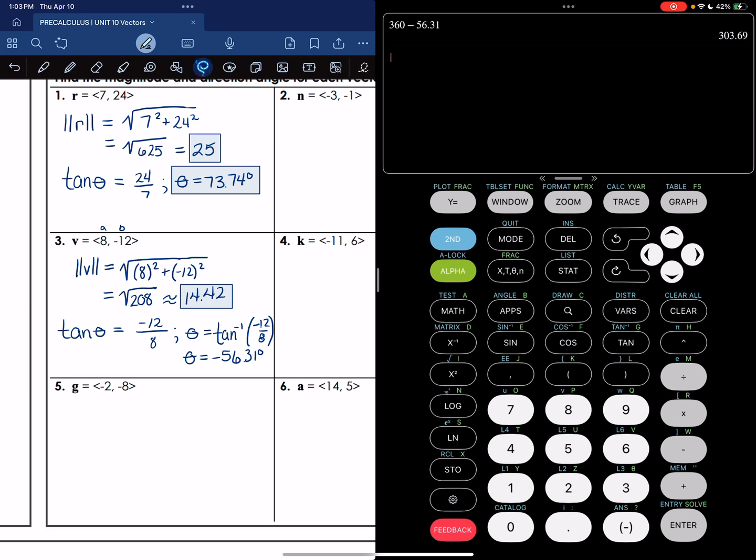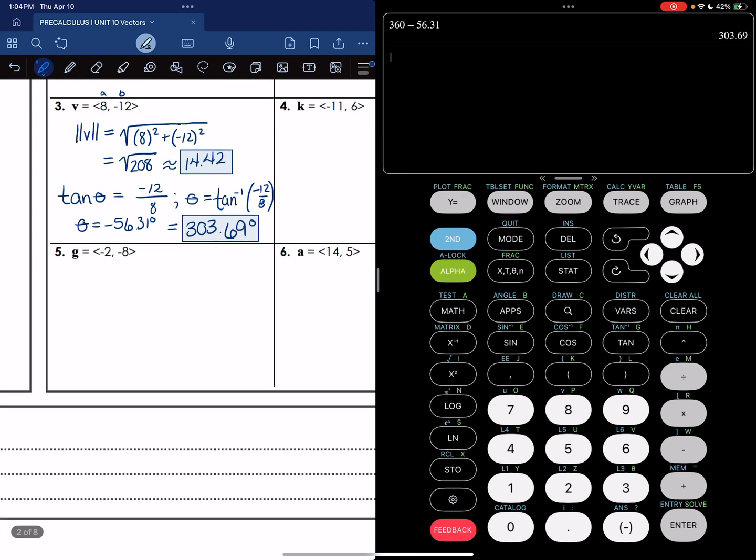So let's go ahead and write that in here. I'm going to scoot this over and write my positive final answer, 303.69 degrees.